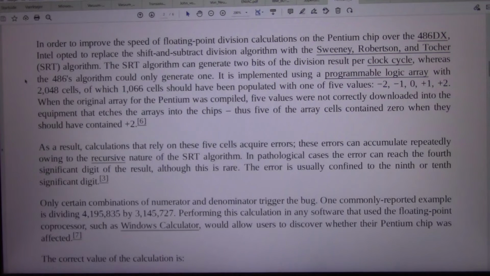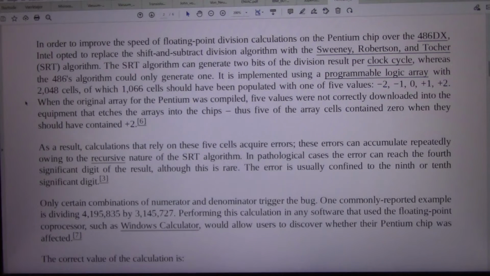In order to improve the speed of floating point division calculations on the Pentium chip over the 486DX, Intel opted to replace the shift and subtract division algorithm with the Sweeney, Robertson, and Tocher (SRT) algorithm. The SRT algorithm can generate 2 bits of the division result per clock cycle, whereas the 486's algorithm could only generate 1. It is implemented using a programmable logic array with 2,048 cells, of which 1066 cells should have been populated with one of 5 values: -2, -1, 0, +1, +2.